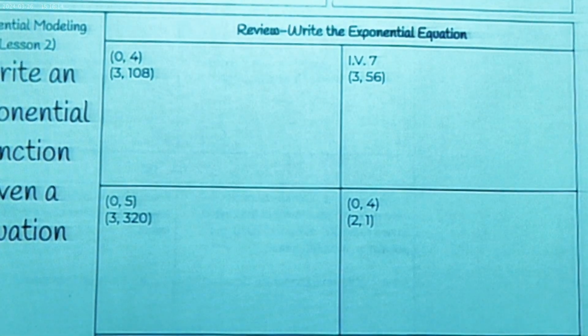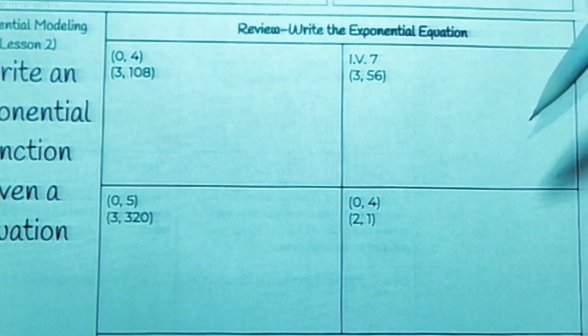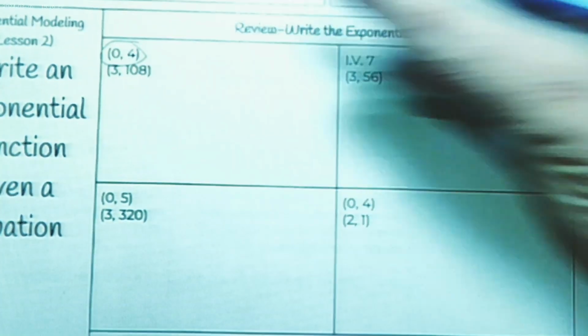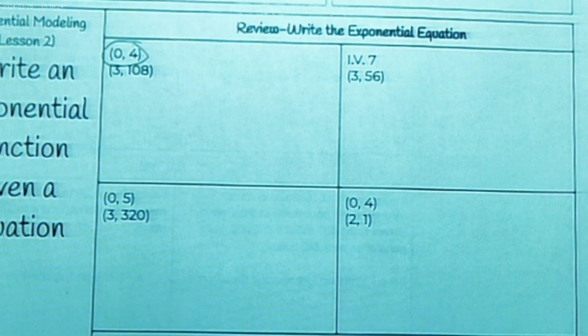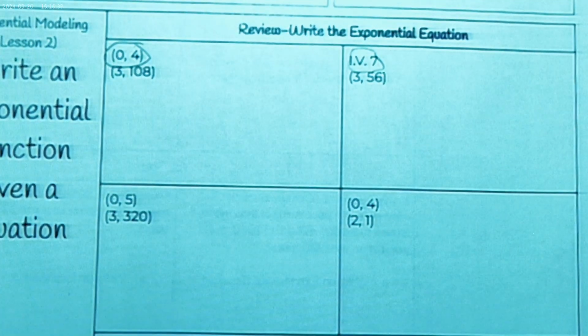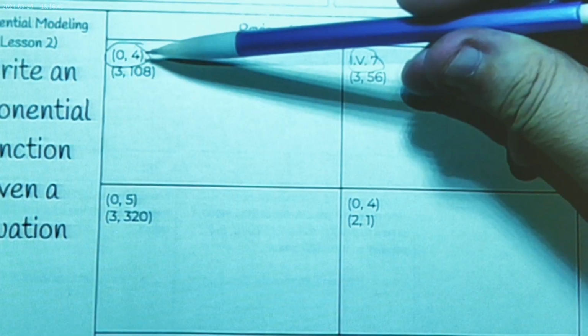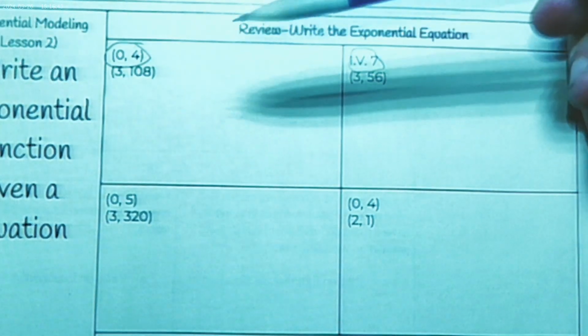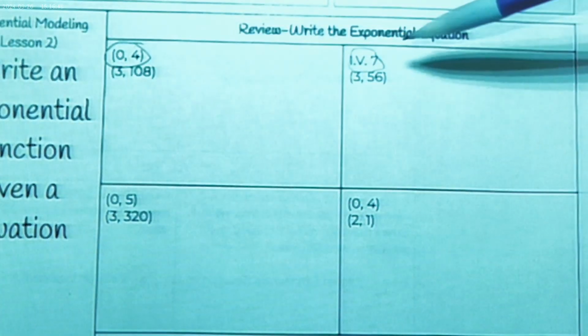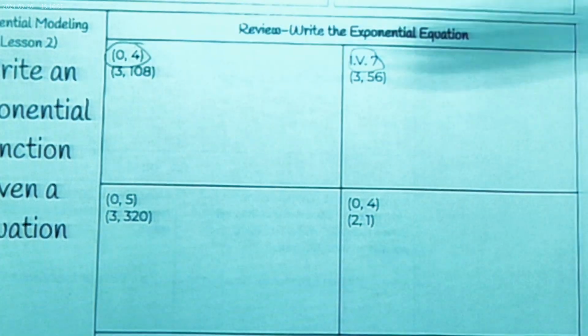So starting out, we've got (0, 4) and (3, 108). If you have a point where the first number is 0, then you basically have the y-intercept. Well, you do have the y-intercept. And if you have the y-intercept, then you have the initial value. Whether it's represented here as (0, 4) or the problem just says what the y-intercept is, you're dealing with the same initial value. And in this case, the initial value is going to be 4.